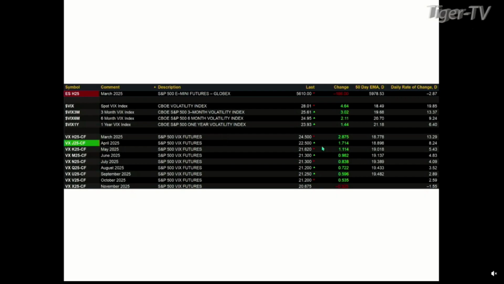Here's the March volatility at 24.50. Come all the way back to November 2025, you're at 20.67. All the forward futures contracts are trading below the spot VIX. That tells you to really expect and anticipate quite a rally. I'm not saying that it's the bottom, but this is so important to understand.